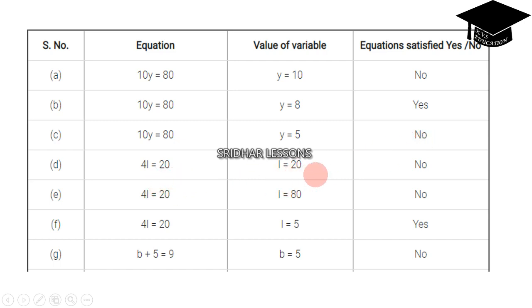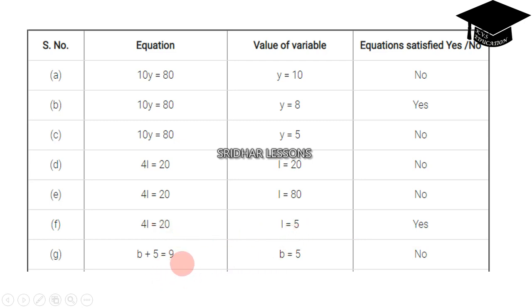If l is equals to 20, the equation will not be satisfied. 4l is equals to 20. If l is equals to 80, the equation will not be satisfied. 4l is equals to 20. If l is equals to 5, the equation will be satisfied because 4 cancelled here in 5 times. Therefore, l is equals to 5.